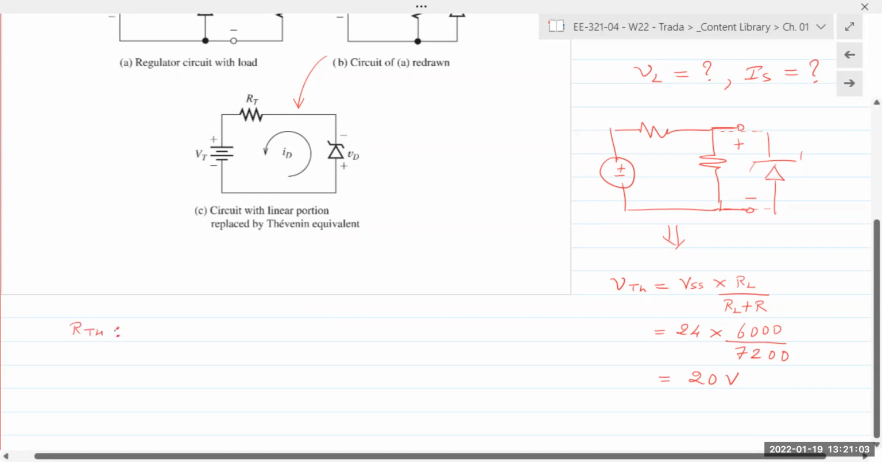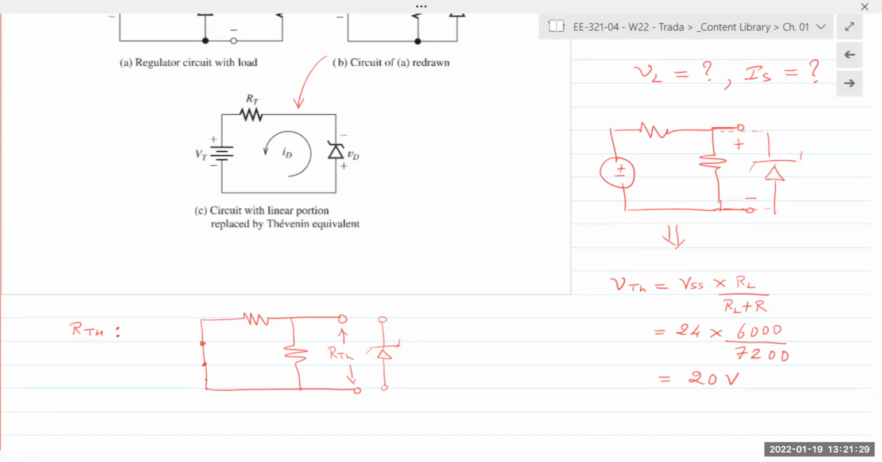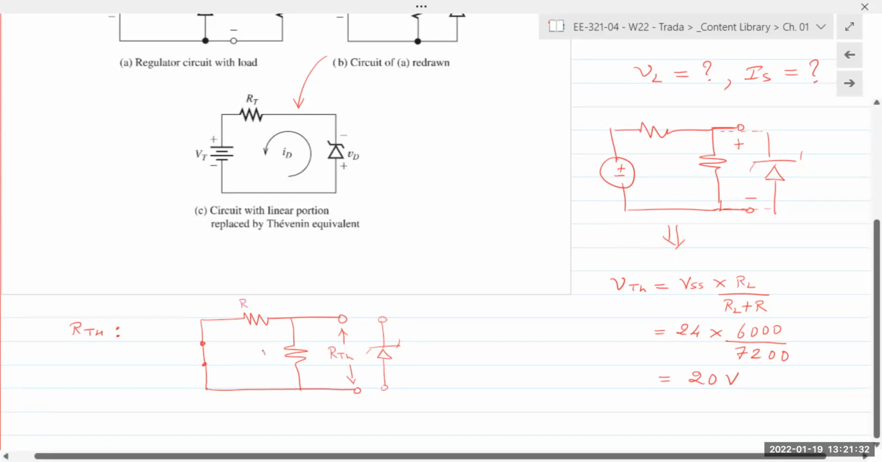The circuit for RTH, but the first thing we want to do is, of course, the Zener diode is gone. Right, Zener is connected here, so it's not part of our analysis. We calculate RTH at those open terminals, meaning we want to find REQ. And you're right, voltage is replaced with a short, current source with an open. And you can see R is in parallel with RL. So my RTH is simply R parallel RL.